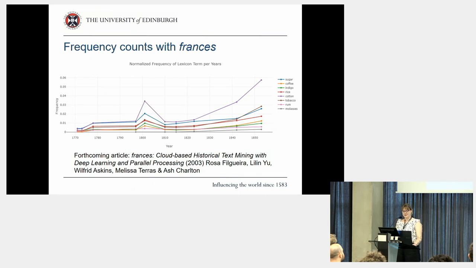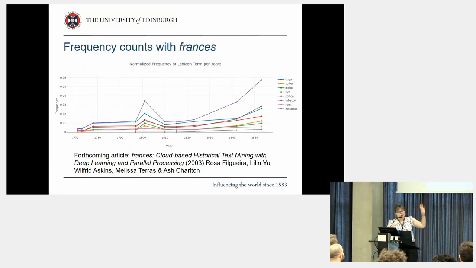some interesting results. So I designed queries based on keywords, loosely based around commodities, places of interest, and terms for groups of people, which did include a lot of racialized language that was present in 18th and 19th century sources, which were then run through Francis.